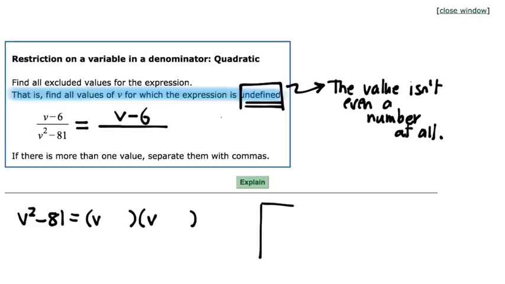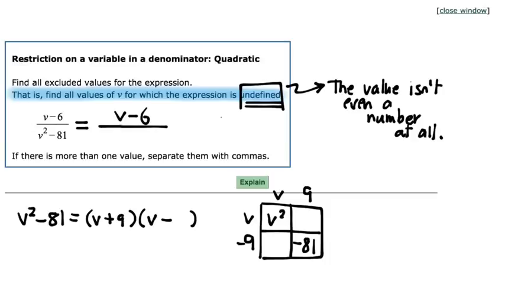Because 81 is a perfect square, I can write negative 81 as a 9 and a 9, one of which is negative. And my v squared I can write as a v and a v. In doing so, we'll find that the cross terms, the middle terms, will cancel one another out, as they do in a factorization of a difference of two squares. So we can factor this denominator as v plus 9 times v minus 9.